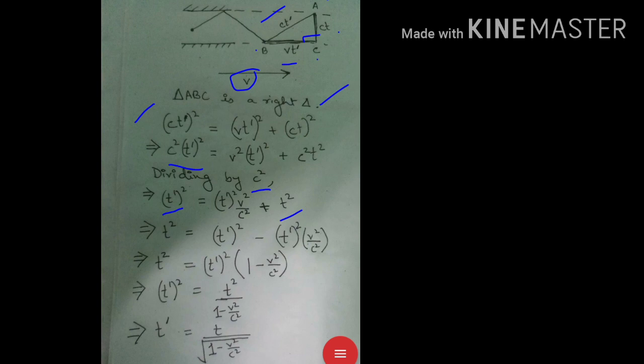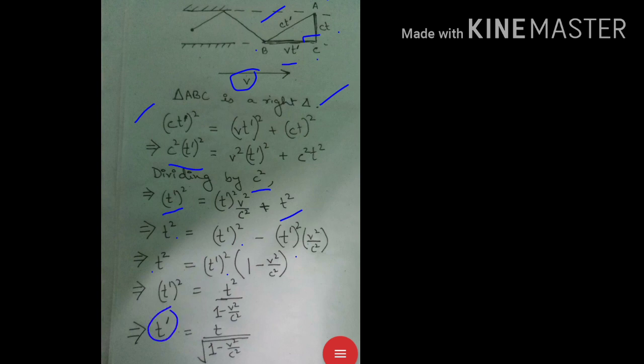Now I'm just keeping the t on one side and t dash on another side. So here t squared is equal to t dash squared minus t dash squared v squared by c squared. Now I have just factored it out. Taking t dash squared as common, we get t squared is equal to t dash squared into 1 minus v squared by c squared. Now just cross multiplying, we get t dash squared is equal to t squared over 1 minus v squared over c squared, or t dash is equal to t over the square root of 1 minus v squared by c squared.